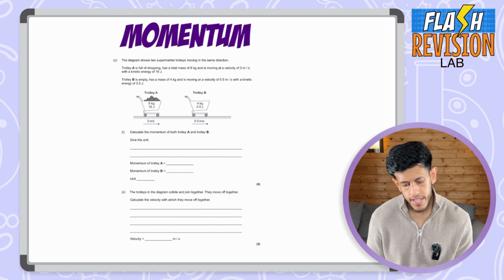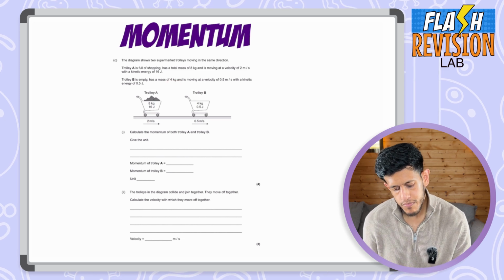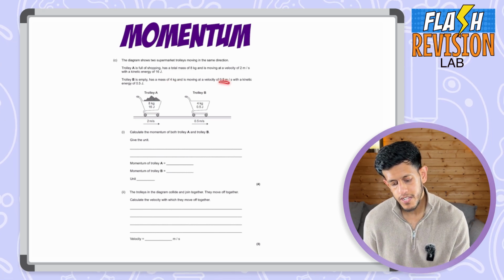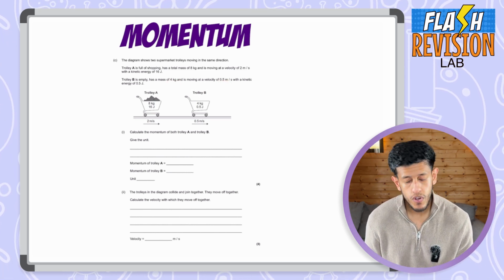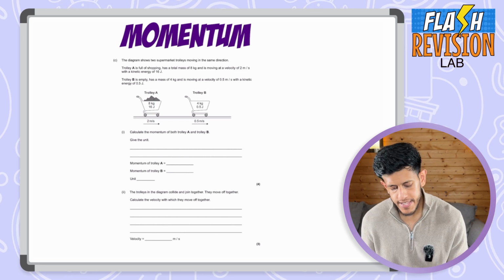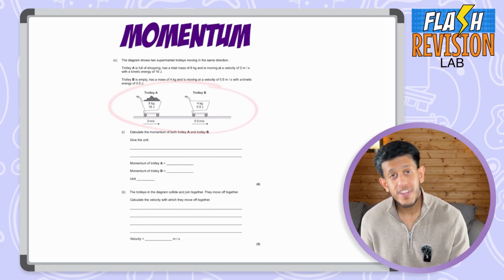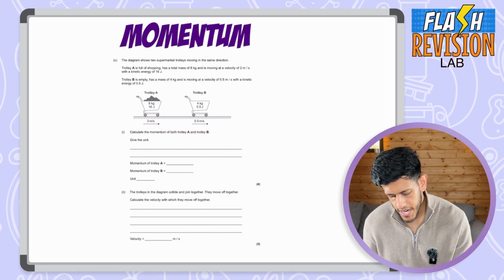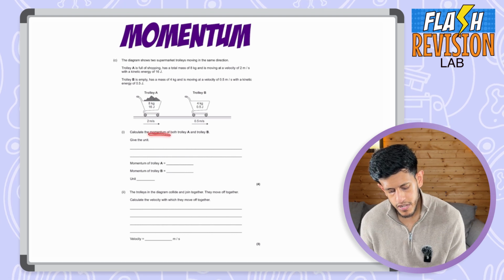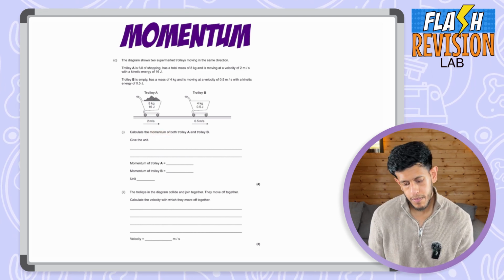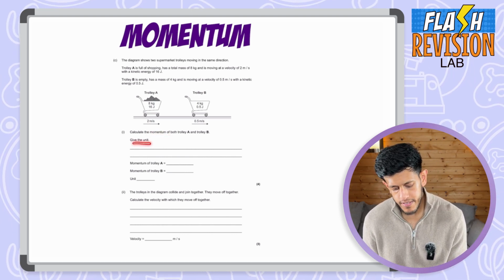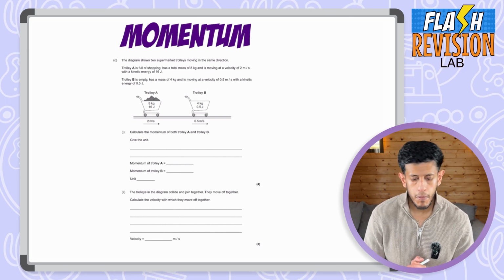Trolley B is empty, so it has a mass of 4 kilograms and is moving at a velocity of 0.5 meters per second with a kinetic energy of 0.5 joules. Now all of that is captured in the diagram, so we can follow it all from the diagram. And now it says calculate the momentum of both trolley A and trolley B and give the units. That's important. They've left a box for that, so that's going to be 1 mark obviously.